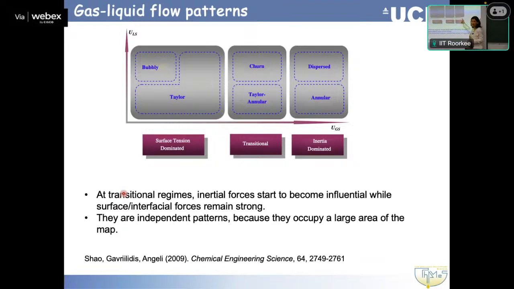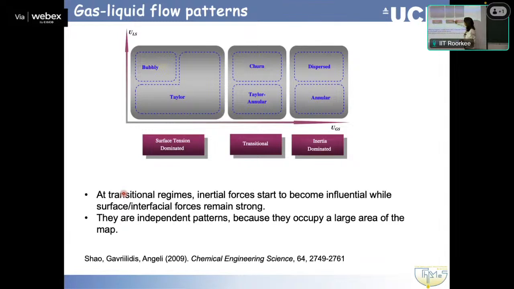So when we have very high gas velocity, then the annular flow forms, where there is an annulus, a core of gas with a film around it. And when we also have quite a lot of liquid, then we go into dispersed flows. And the surface tension dominated ones are the Taylor flow, which we will talk a lot more about. I have some images as well. And the bubble flow, when we have a small amount of gas but a lot of liquid.